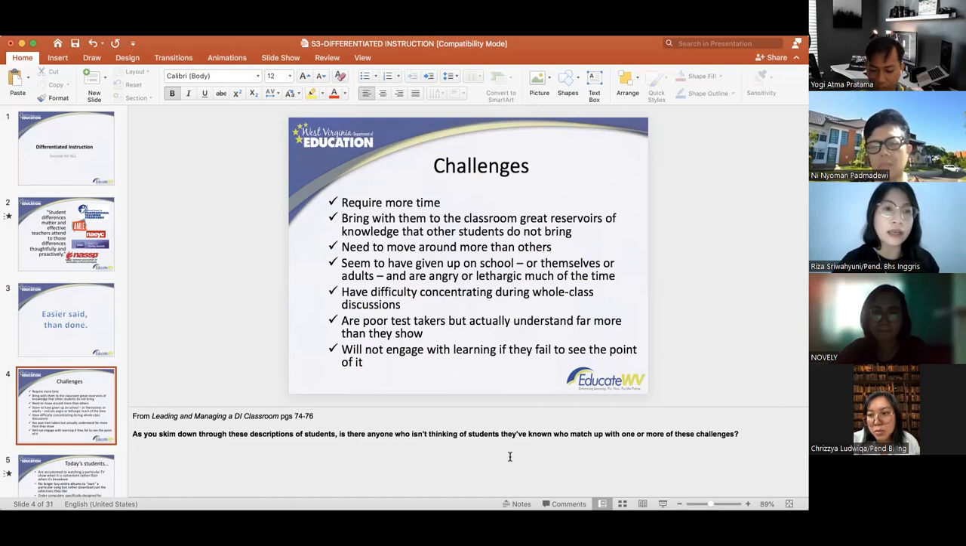From that practice, I have the data, a simple analysis of what I need to do for each student who is a slow learner. So I know what treatment I should give to them one by one, and the outcomes are very good. They become better and better each day. So I really agree with this strategy to understand more about my students.